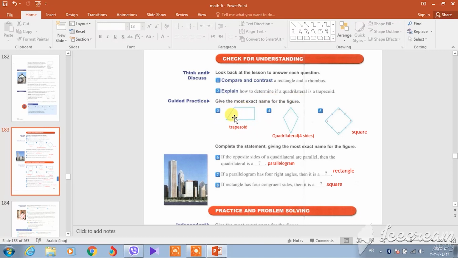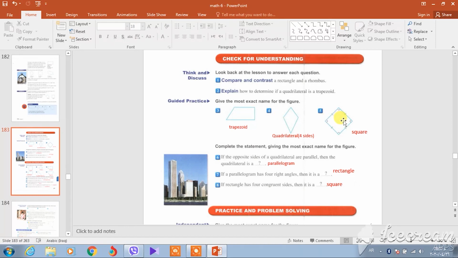If we look at this figure, we see the trapezoid because just one pair is parallel and another pair is not parallel. And in question 4, we have this quadrilateral, but it is not a rhombus, square, rectangle, trapezoid or parallelogram, just four sides, and you can say quadrilateral.